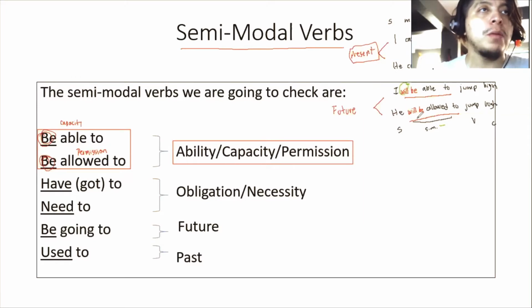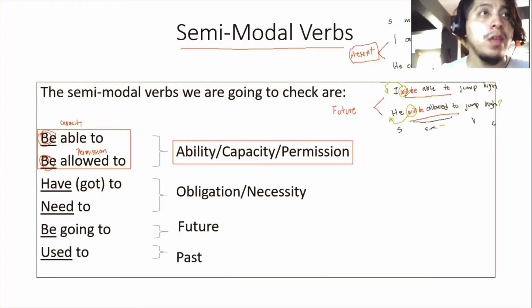He won't be able to jump high, okay? Or he won't be allowed to jump high. If you want to make a question, again, will he be allowed to jump high? Will I be able to jump high? And that's pretty much it.